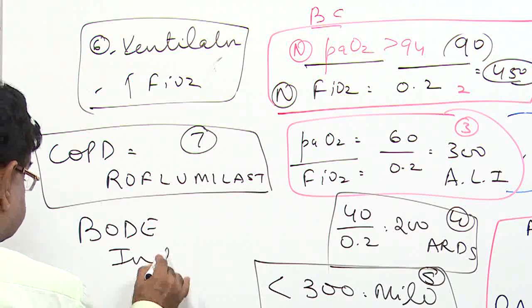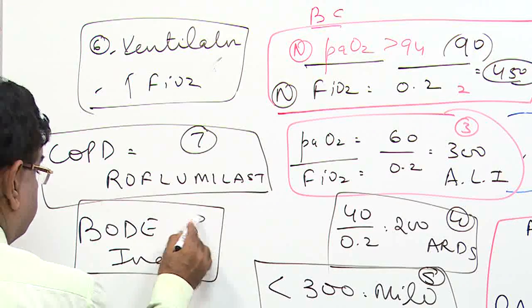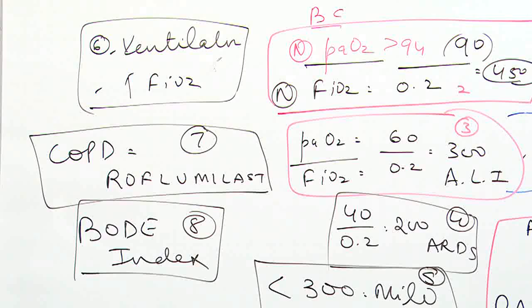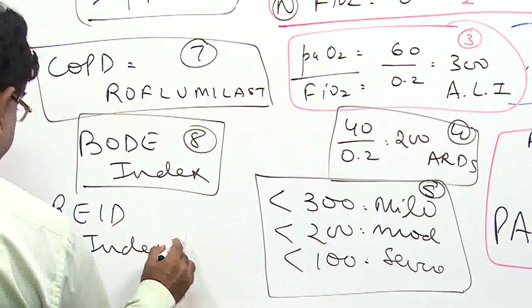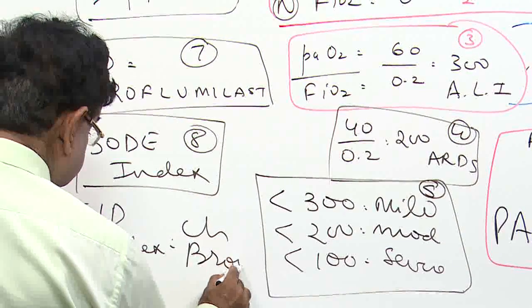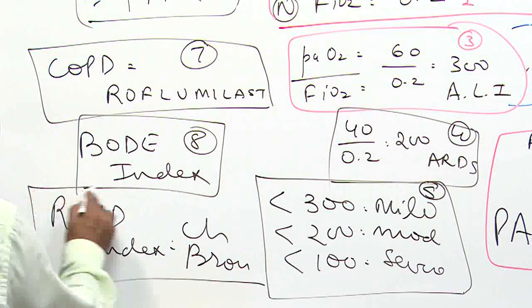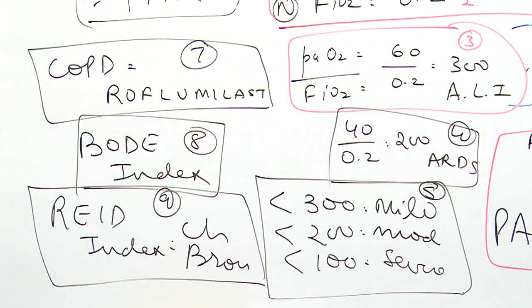BODE index is for lung transplantation. And Reid index we use in case of chronic bronchitis. In chronic bronchitis we use Reid index.